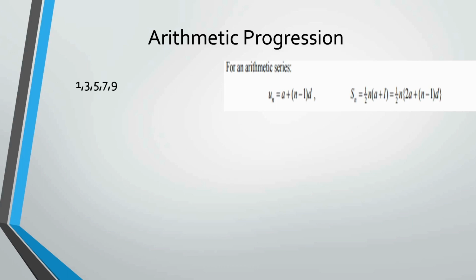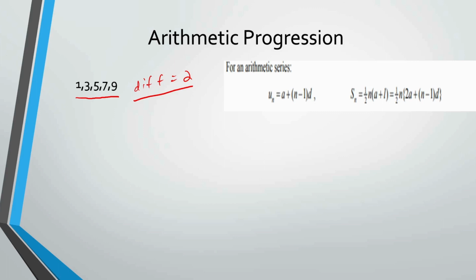You can see that any series or progression that has a constant difference is an arithmetic progression. For example, I've taken 1, 3, 5, 7, 9. There is a constant difference between the values, and that constant difference is 2. So basically this is any progression or pattern which has a common difference, and it should only be addition or subtraction. It cannot be multiplication or division.